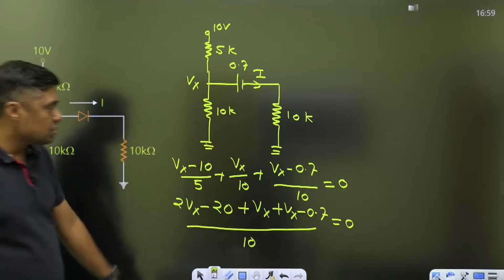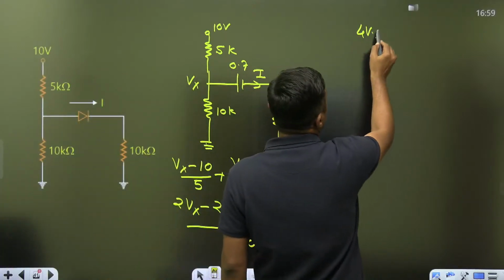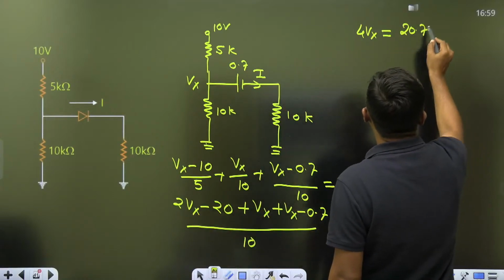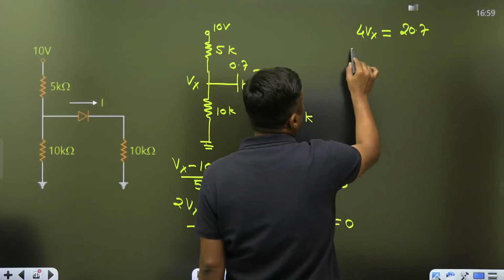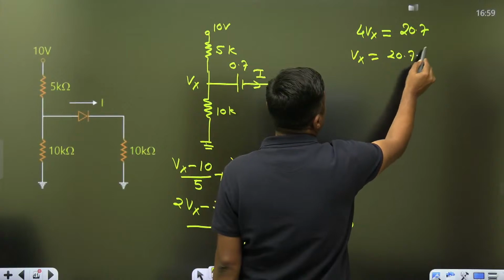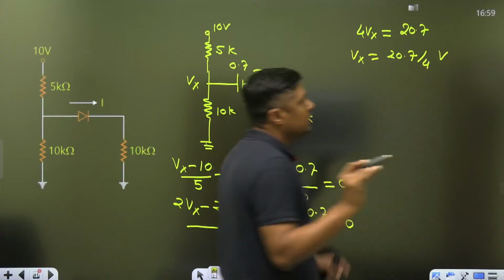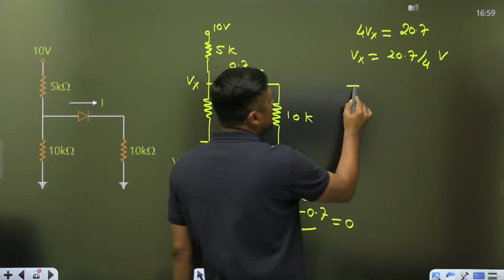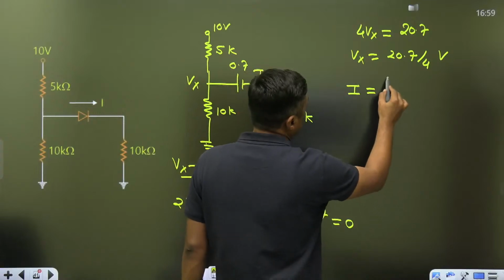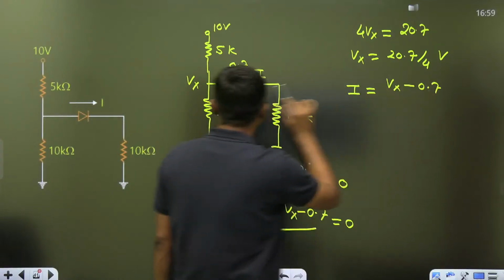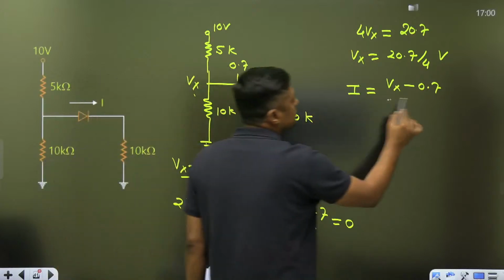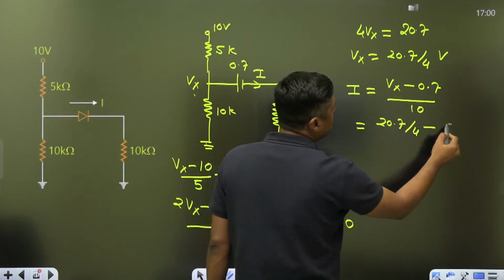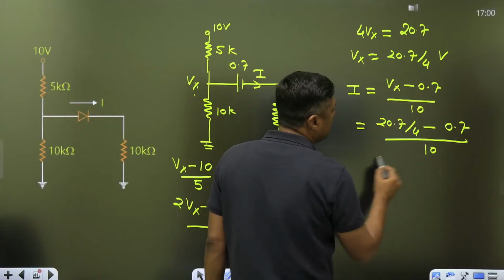Now 4Vx is equal to 20.7. So Vx is equal to 20.7 divided by 4 volt. What is the current I? I is equal to (Vx minus 0.7) upon 10. So, putting Vx, it is (20.7 divided by 4 minus 0.7) upon 10. What is the value? Please calculate it.